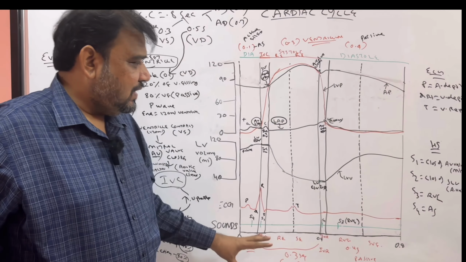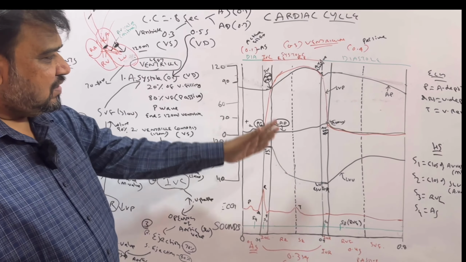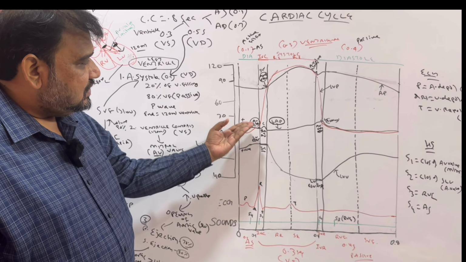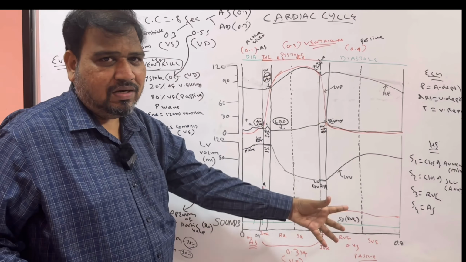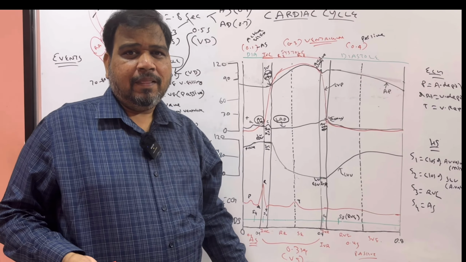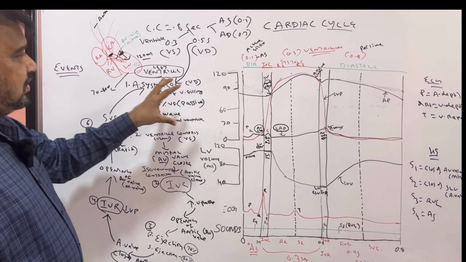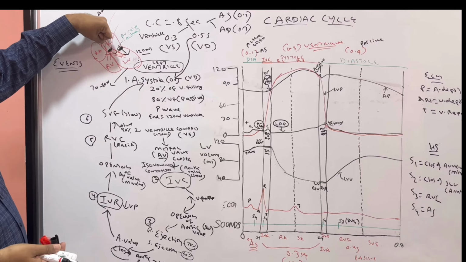Because of this diagram people get confused. For example, at the start of the video when you saw this, it was all confusing. What is A, C, V, what is this, like that. Now it is almost very clear. So I started with atrial systole. I am ending the cycle here.